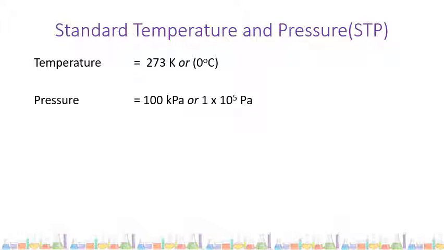Standard temperature and pressure. Temperature in Kelvin would be 273 Kelvin or 0 degrees Celsius, and pressure would be 100 kilopascals. It's actually closer to 101 kilopascals, but to simplify calculations in the Leaving Cert, they tend to use the value 100.